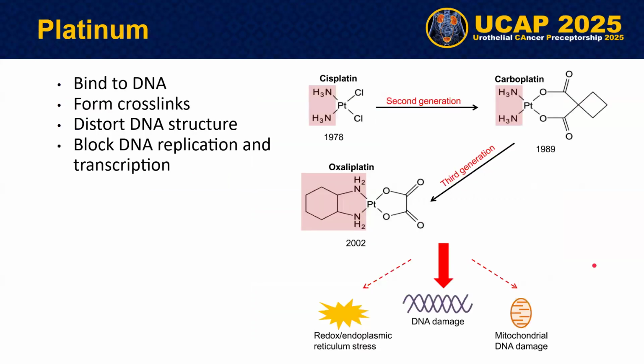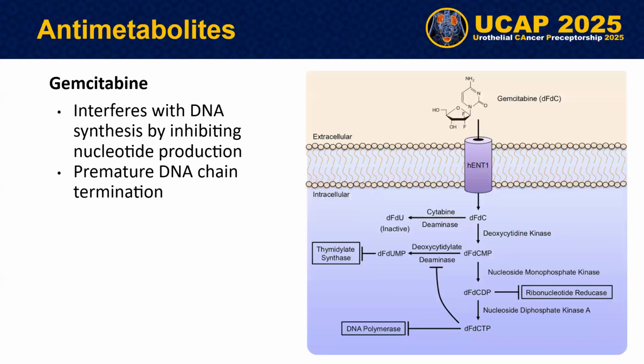So first of all, let's move to platinum. So platinum examples are cisplatin, carboplatin, and oxaliplatin. It binds to the DNA structure here and forms cross-links and distorts the DNA structure. These disable the unwinding of the DNA structure, hence blocking DNA replication and transcription, leading to cell death.